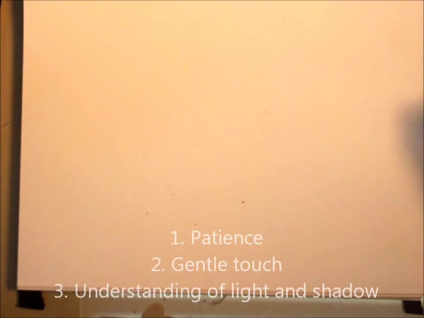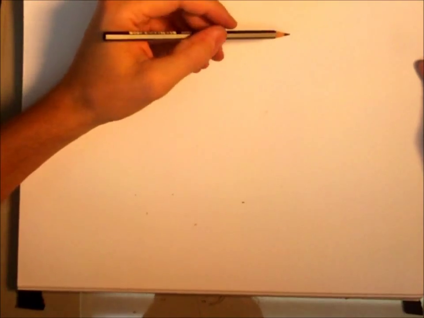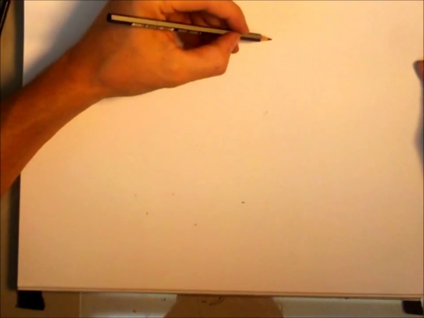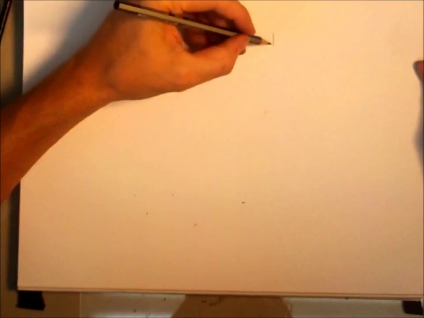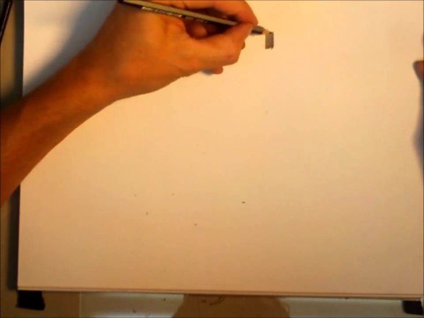Alright, essentially the thing that I was teaching in class was the three points of using crosshatching: one is to be patient, to have a gentle touch, and to understand light and shadow. We've talked a lot about light and shadow, but basically when you're shading with crosshatch, or with anything, you can get a really dark tone by holding it near the tip and pressing down.